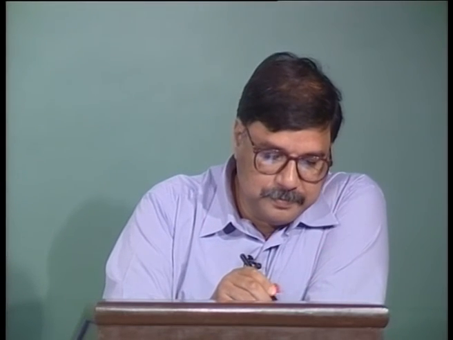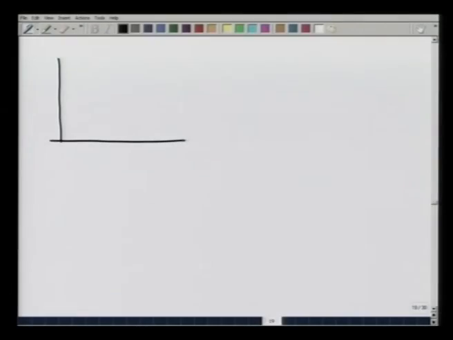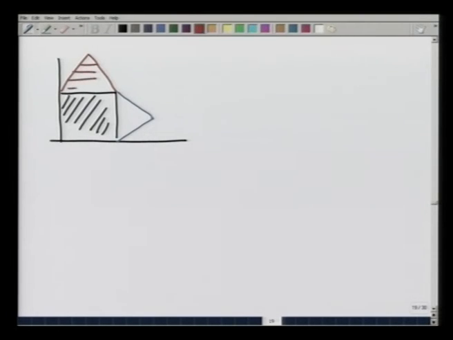So, as the first example, I take a square and join on it 2 equilateral triangles, one here and one here. I wish to calculate the centroid of this assembly. Let me call the square number 1, let me call the triangle here number 2, and let me call the red triangle number 3.